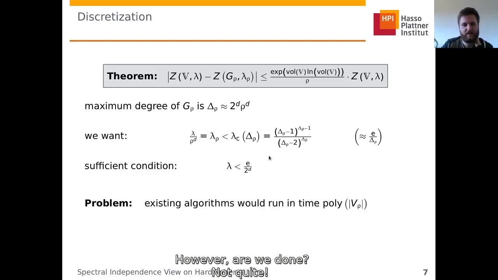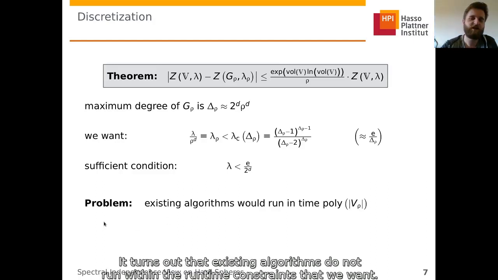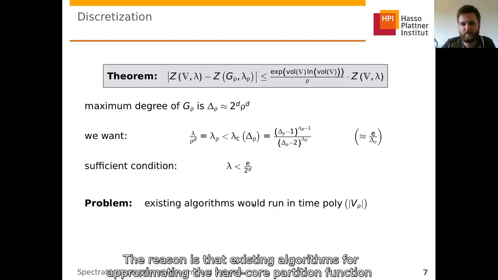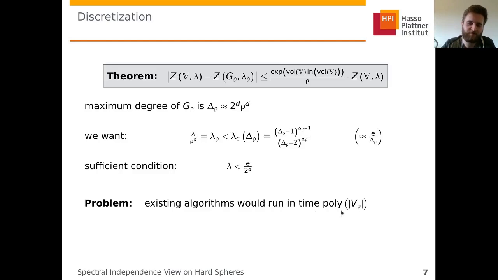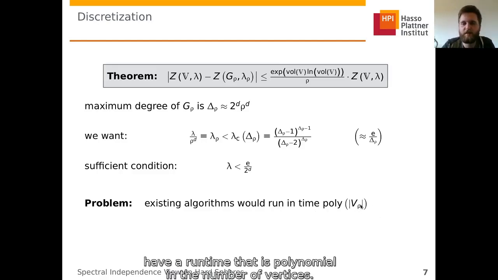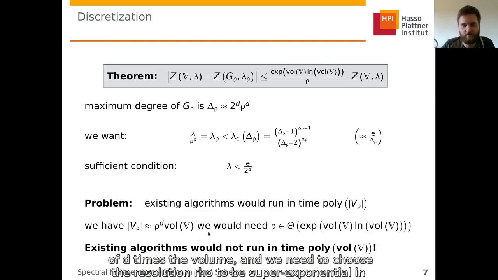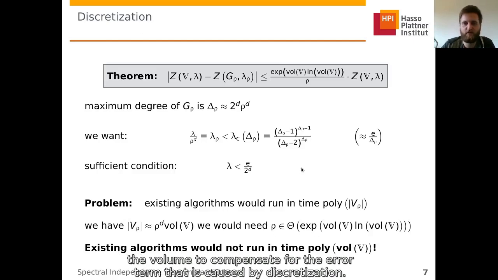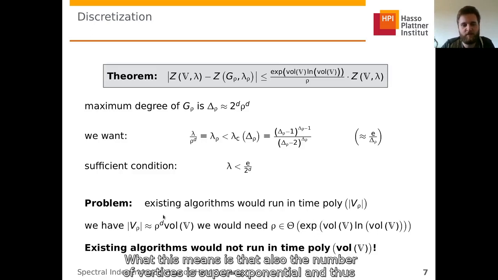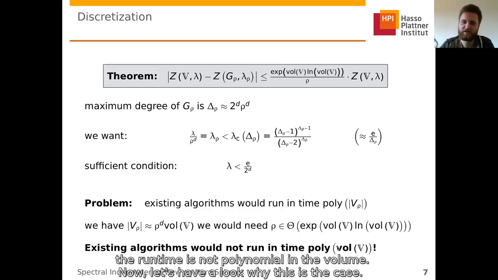However, are we done? Not quite, because it turns out that existing algorithms do not run within the runtime constraints that we want. The reason is that existing algorithms for approximating the hardcore partition function have a runtime that's polynomial in the number of vertices. However, if you calculate the number of vertices, this is roughly rho to the power of d times the volume, and we need to choose the resolution rho to be super exponential in the volume in order to compensate for the error term that's caused by discretization. What this means is that also the number of vertices is super exponential, and thus the runtime is not polynomial in the volume.